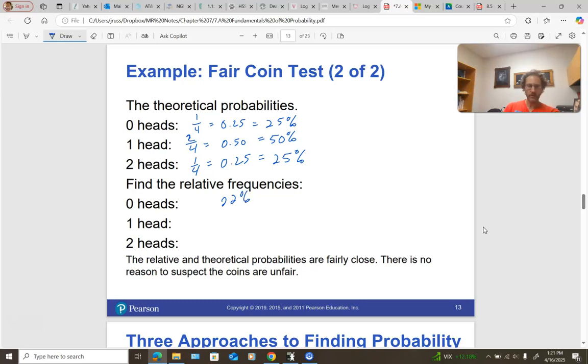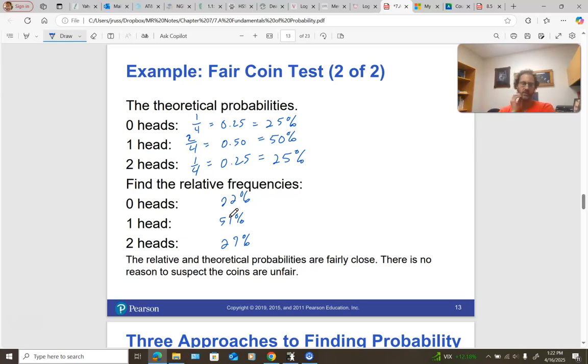22, 51, and 27. Okay, so when I'm looking at these, for one thing, this would be getting just 1 head and 1 tail. It's almost the same in both. And furthermore, this one's a little lower than the theoretical probability, and this one's a little bit higher, but it's not by much. So this would lead me to conclude that the coins are fair.